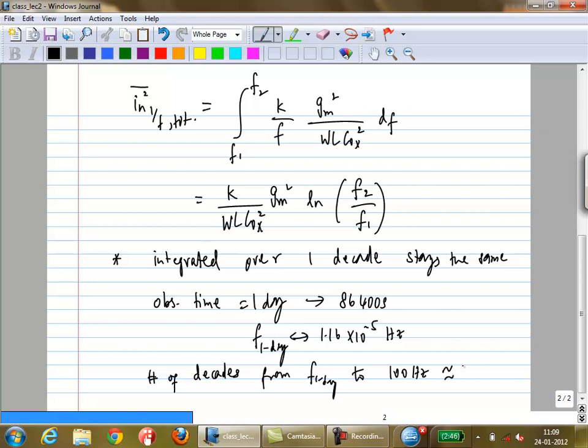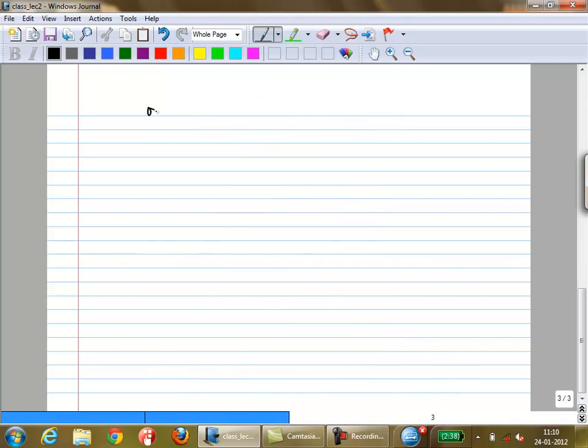This happens to be approximately 7. What is the number of decades going from 100 hertz to 100 megahertz, your original one? That's 6. So your original integration was 6 decades. Your new integration is 13 decades.